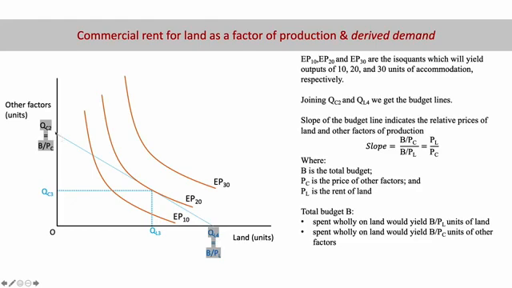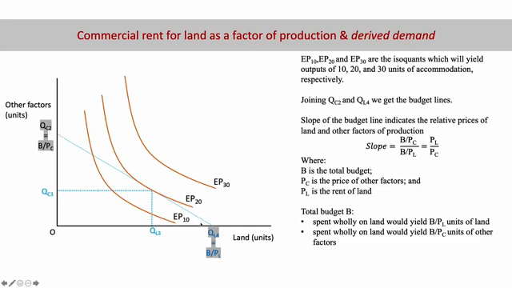So if we use the full budget on other factors than land, then we will be able to demand QC2 quantity of other factors. If we use the full budget for land, we will be able to demand QL4 of land. Again, we are assuming the total budget available to be B and the price of land to be PL. So QL4 will be equal to budget B divided by the price of land, and QC2 will be equal to budget B divided by the price of all other factors combined together.